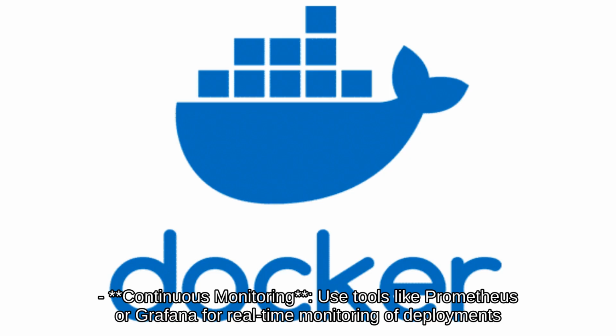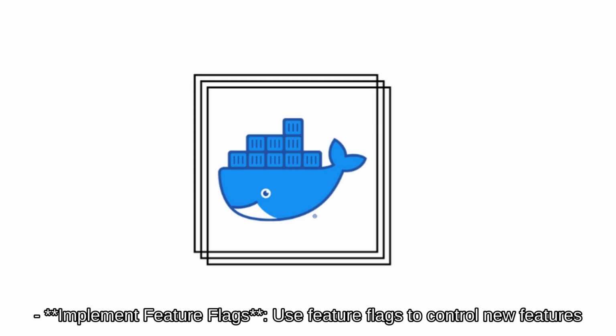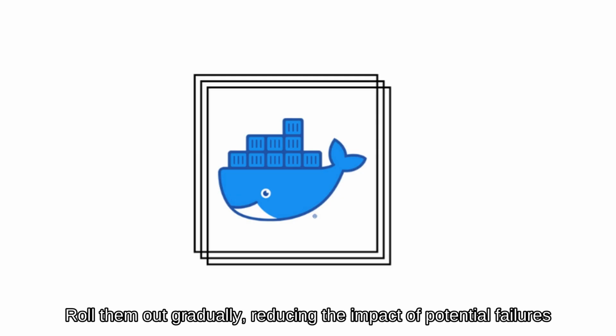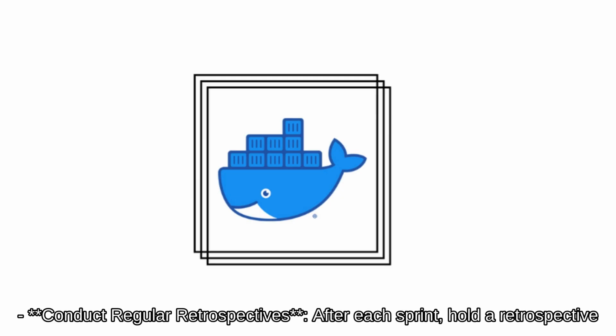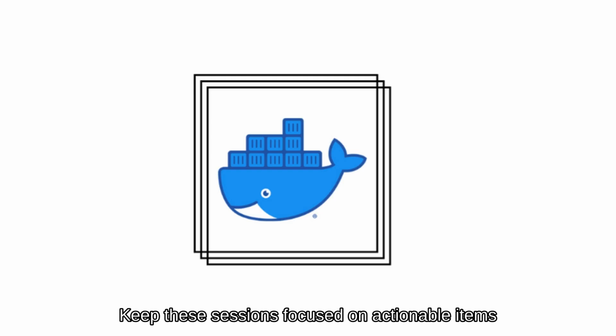Continuous monitoring. Use tools like Prometheus or Grafana for real-time monitoring of deployments. Set alerts for any performance degradation or error rates exceeding 1%. Implement feature flags. Use feature flags to control new features. Roll them out gradually, reducing the impact of potential failures. Conduct regular retrospectives. After each sprint, hold a retrospective. Discuss what worked, what didn't, and how to improve.